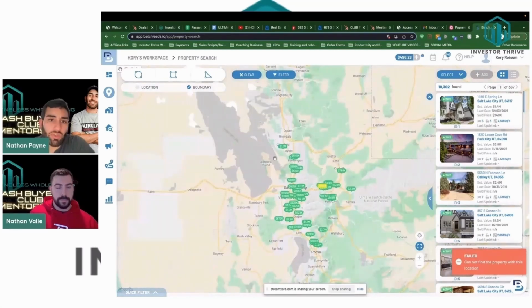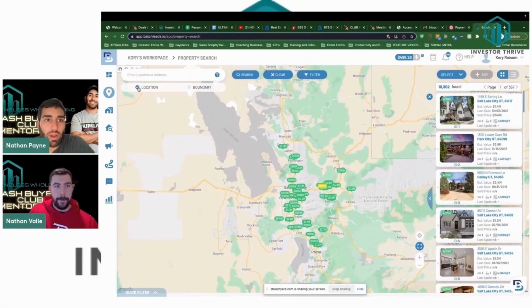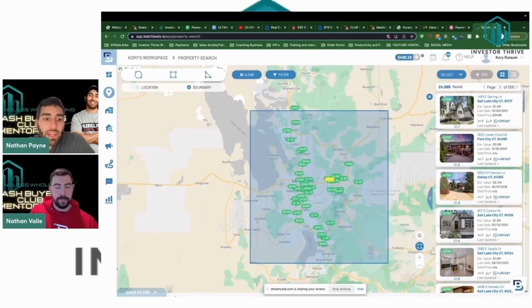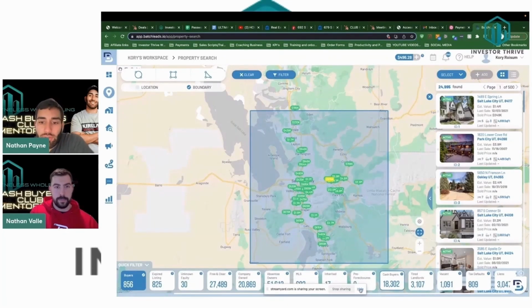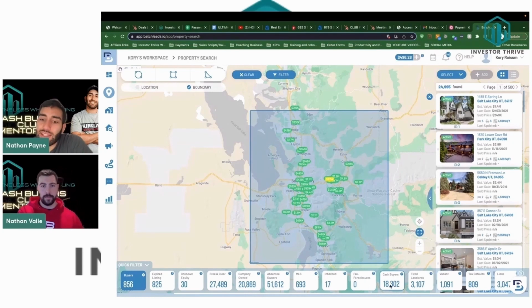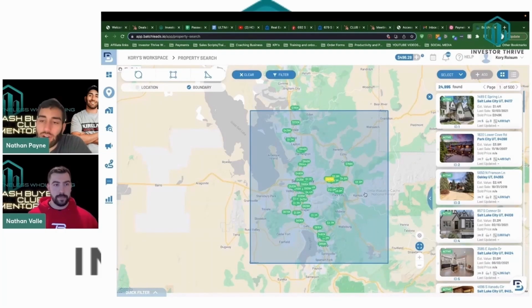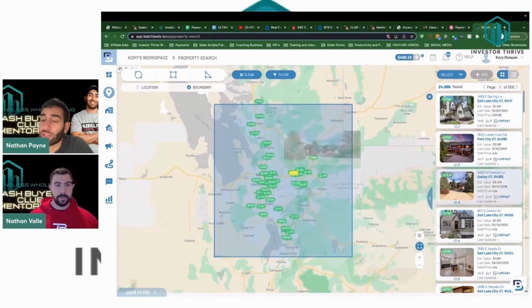So right now, just for example, let's do Salt Lake City, Utah, right? Because that's where I am. Give it a shot. All you do is go to the boundary, go here. And if you go to quick filter right here at the very bottom, cash buyers: 18,302 cash buyers that Batch is telling me about in this area that I can call and skip trace, or I can call the agents that represented them if they flipped.